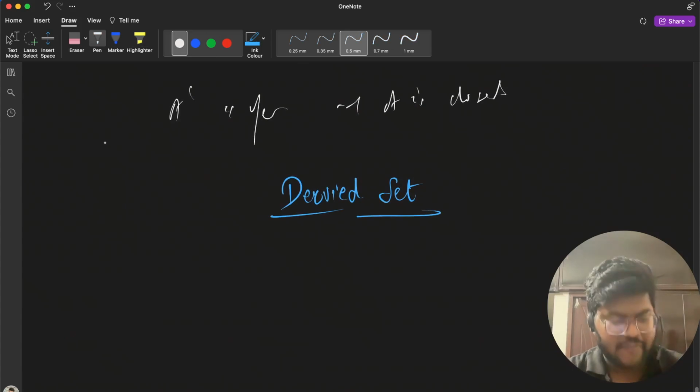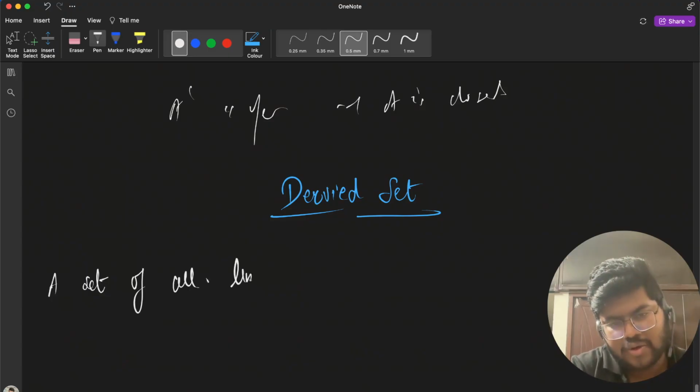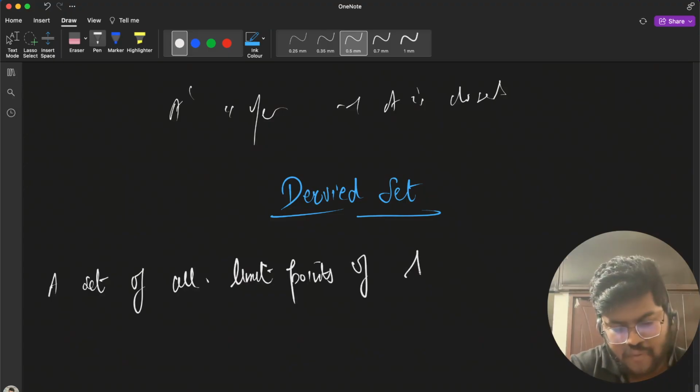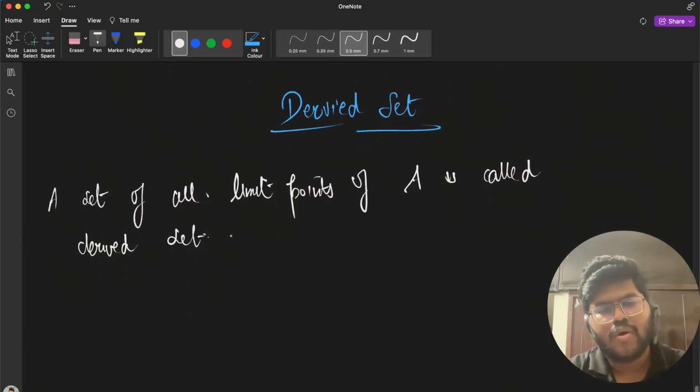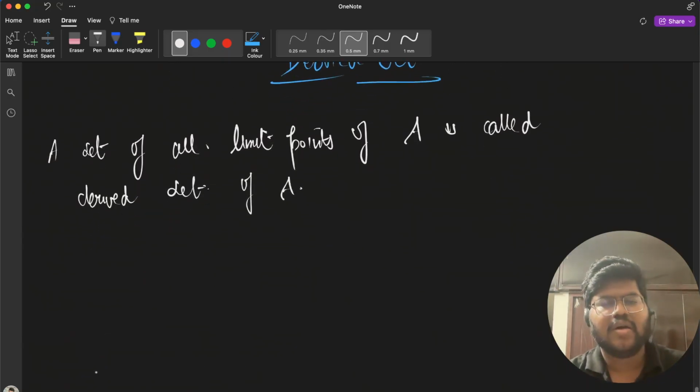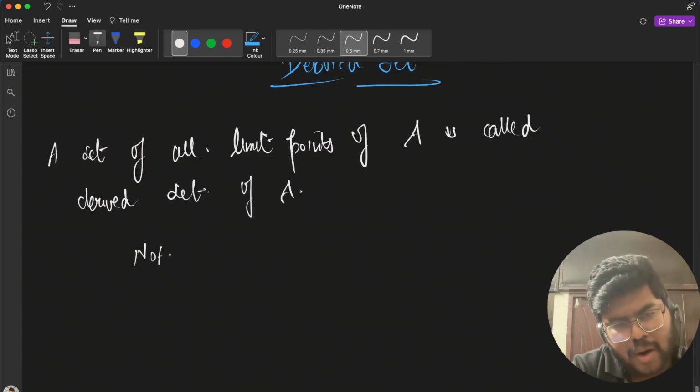According to the definition, a set of all the limit points of A is called the derived set of A. The derived set of A is the set of all the limit points of A. And if I talk about the notation, students, then the notation is A dash, right?